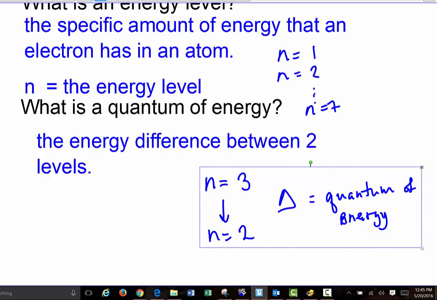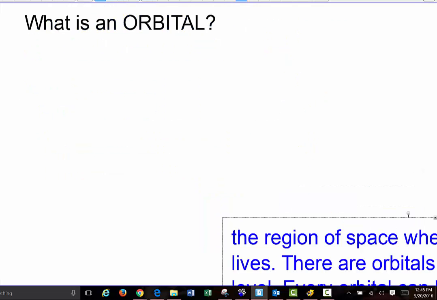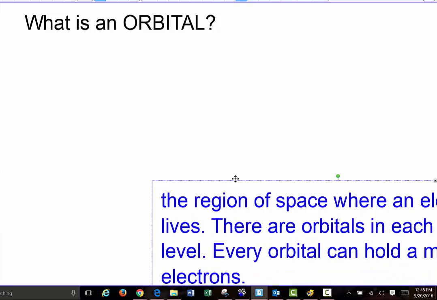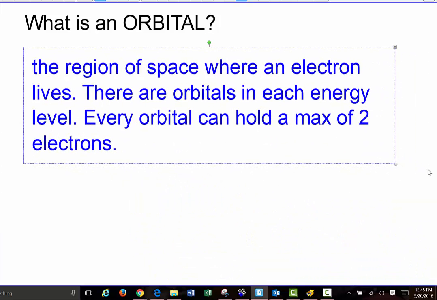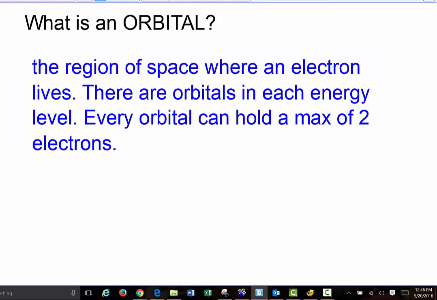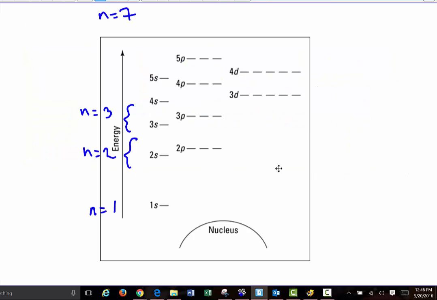An orbital, this is a really important term. We're going to be using this a lot, so we want to be clear on what that means. An orbital is really the region of space where an electron lives. What I mean by that, if I come back to my energy level diagram for a moment, this is an orbital right here. An orbital is a space, a spot where an electron can occupy. And an orbital can hold a maximum of 2 electrons.